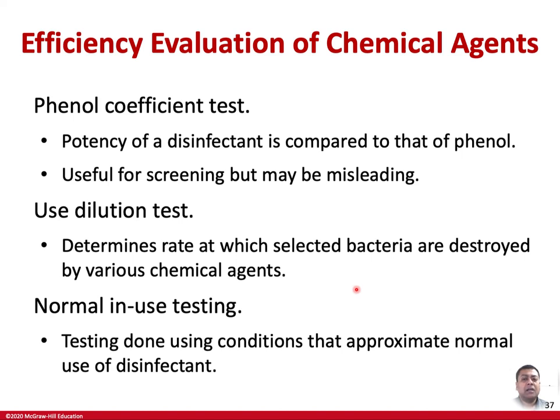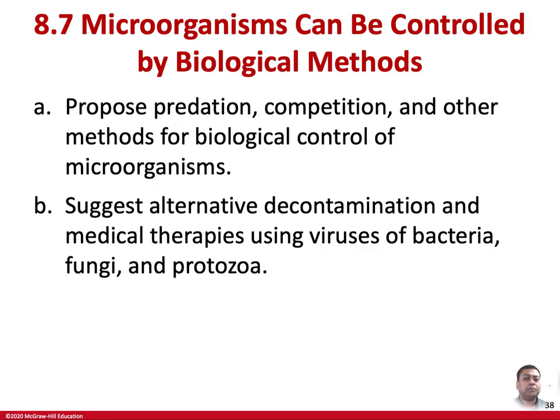And from there, the concentration which kills the bacteria, say 59 out of 60, or say with a 95% confidence, is basically determined. That is the particular concentration of that particular disinfectant at which it should be used with a 95% confidence. So the normal in-use testing is done using conditions that approximate the normal use of the disinfectant, and this is the final process that is being used.